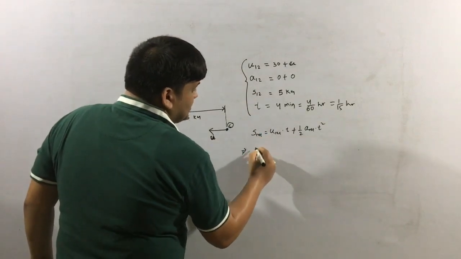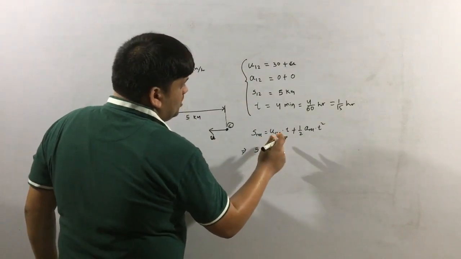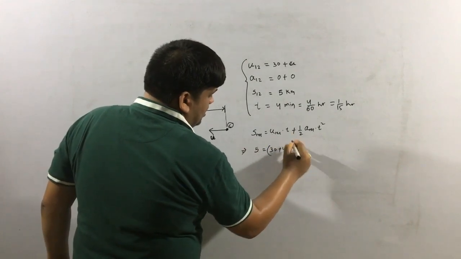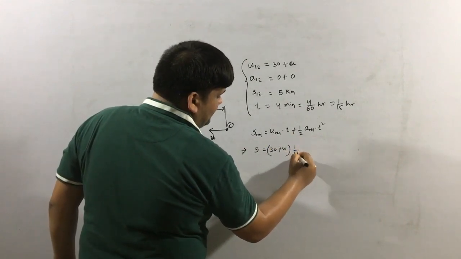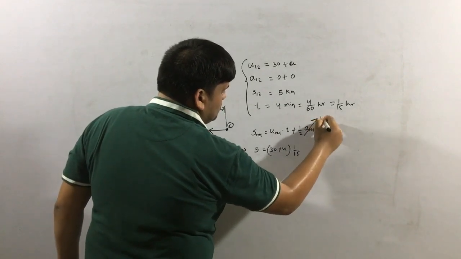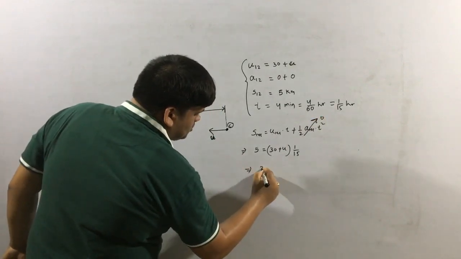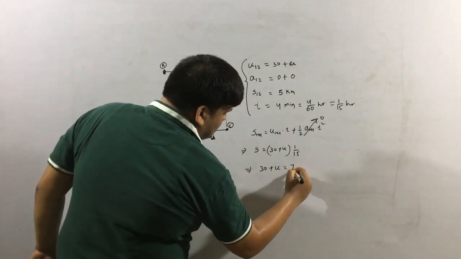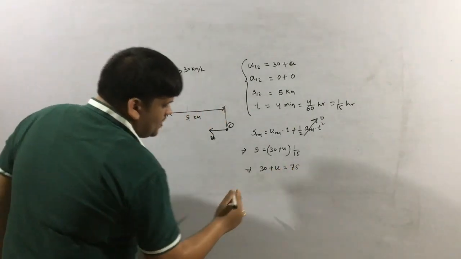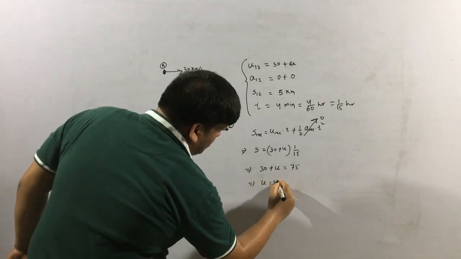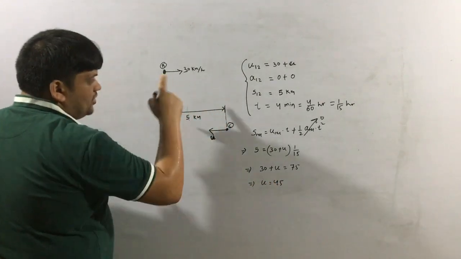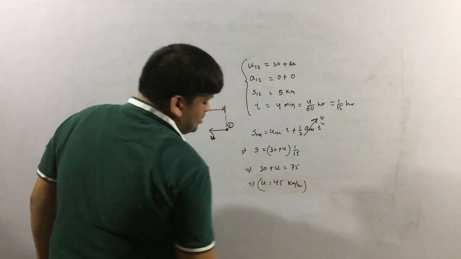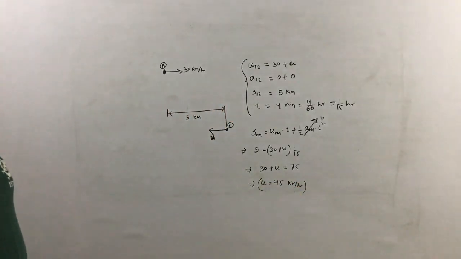So S relative here will be equal to 5, u relative will be equal to 30 plus u, into t which is 1 by 15. The acceleration is 0, so this term becomes 0. So I can write 30 plus u equal to 75, which implies that u equals 45, and the unit is obviously kilometer per hour. So u will be equal to 45 kilometer per hour.